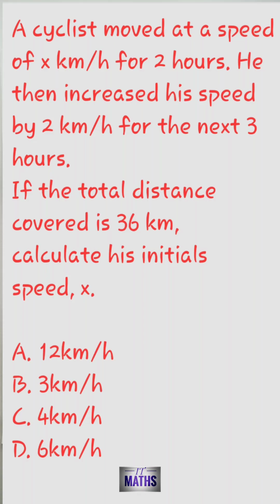A cyclist moved at a speed of x kilometers per hour for 2 hours. He then increased his speed by 2 kilometers per hour for the next 3 hours. If the total distance covered is 36 kilometers, calculate his initial speed x.